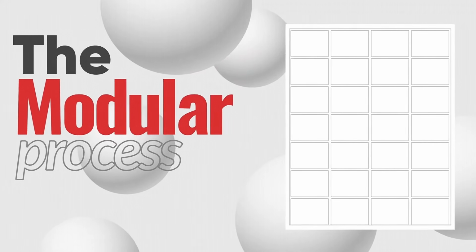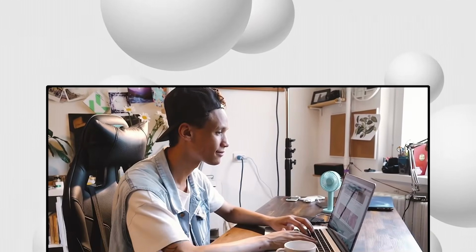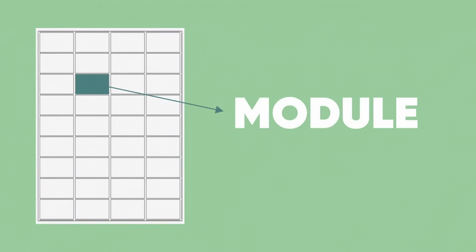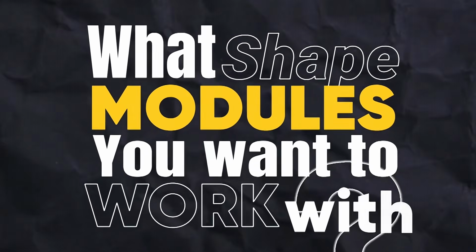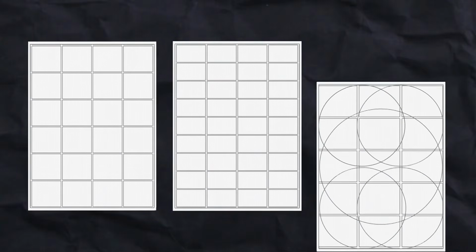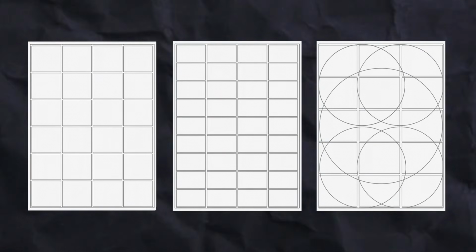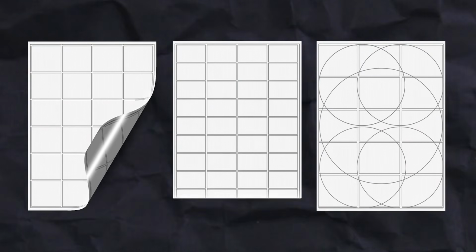The next layout approach is probably my favorite, and it works on almost any design project you can think of. This is the modular layout process. With this approach, we aim to make life a whole lot easier for ourselves, and here's exactly how. A module is a section of a grid, often square or rectangle. The first step is to determine what shape modules you want to work with. Do you want a grid made up of squares, rectangles, or perhaps even circles? It will depend on the dimensions and the style of your project.